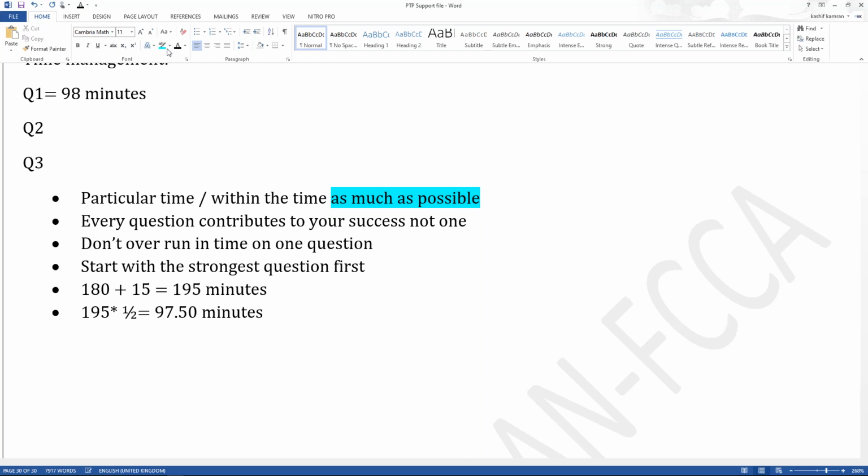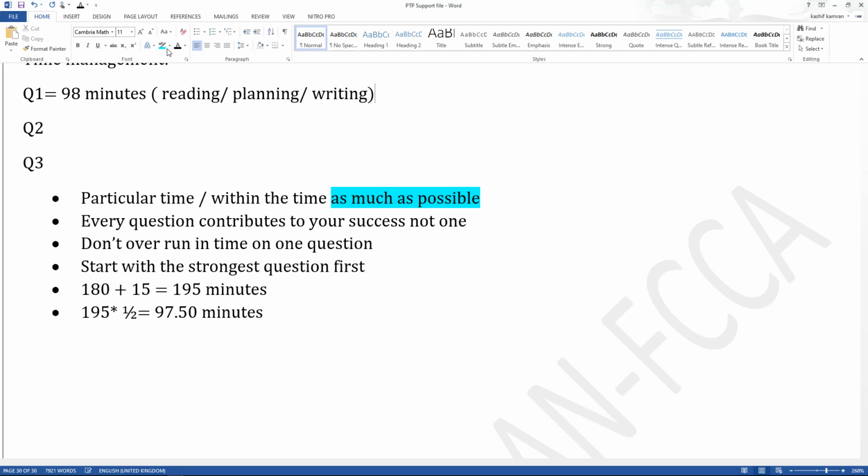Finish it off. The maximum. Now in the 98 minutes, you are reading. In the 98 minutes, you are planning. And in the 98 minutes, you're writing, because you took the 15 minutes into it. Can you write without reading? Can you write without planning? In 98 minutes, you have everything.